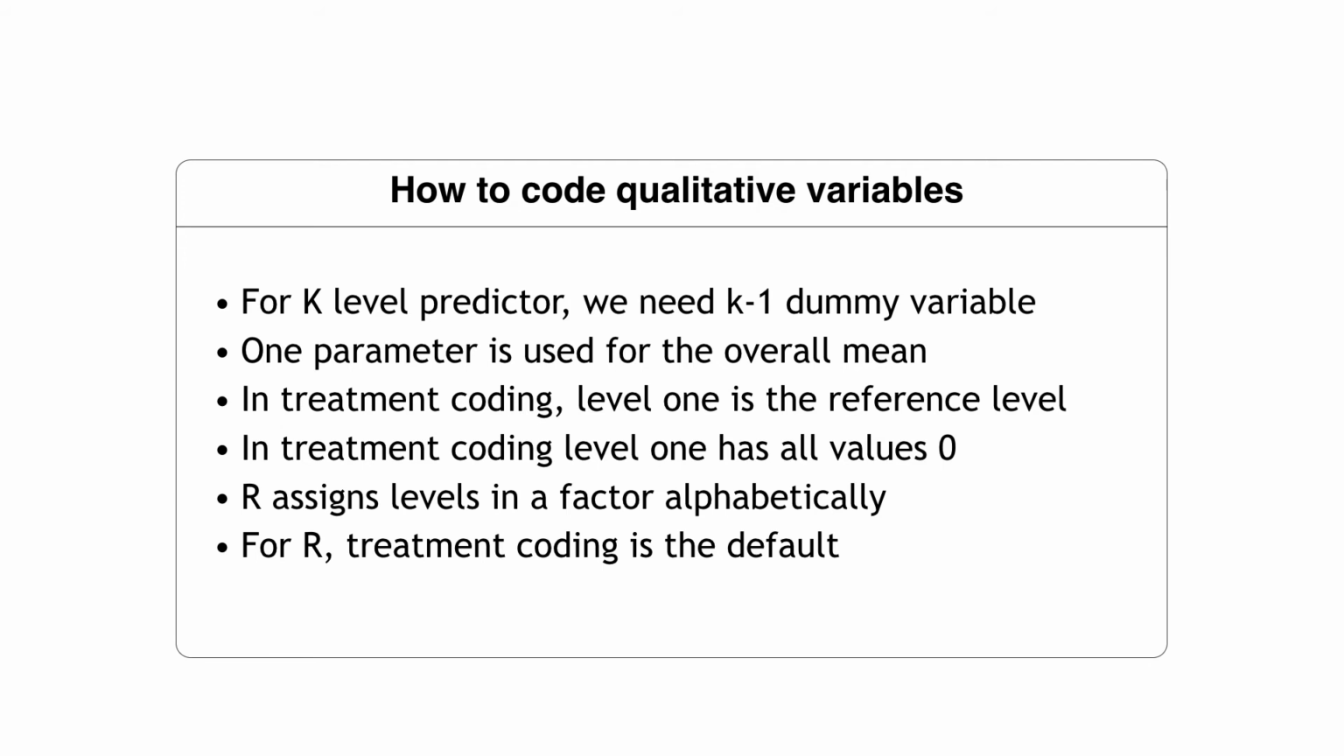R specifically assigns levels in a factor alphabetically. So for example, if you have religion, and if you had Hindus and Muslims, then R would start assigning values 0 to Hindus and 1 to Muslims. If you had Hindus, Muslims, and Christians, Christians would be assigned a value of 0, Hindus 1, Muslims 2. Of course, if you want to play with R, then you can change the names of the levels and R will accordingly adjust what value it is going to assign to that particular level or category. And in R, the coding that it uses for dummy coding is treatment coding.